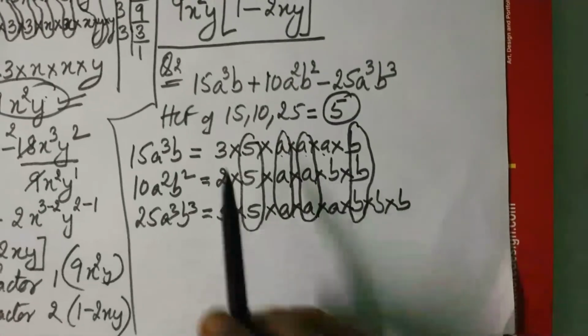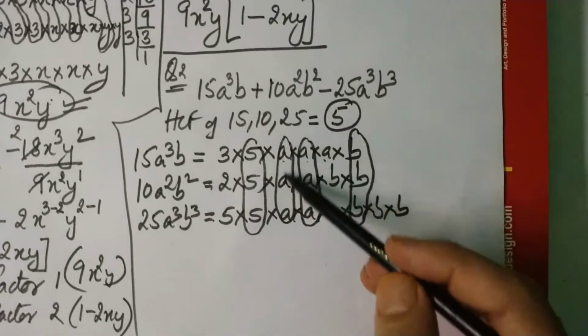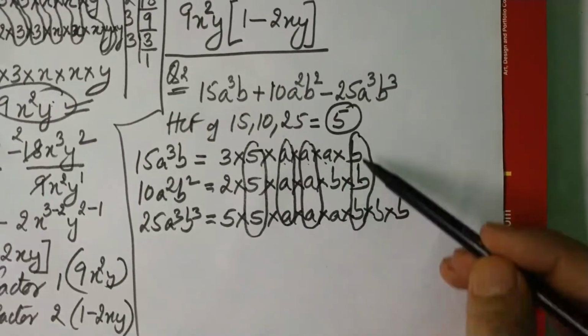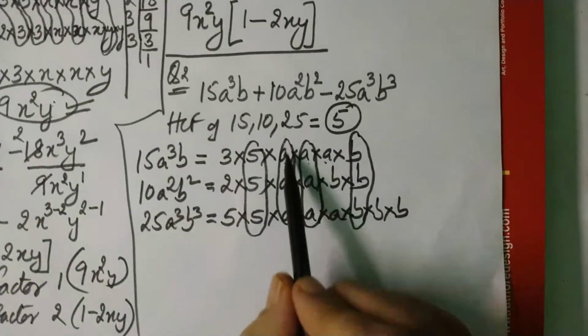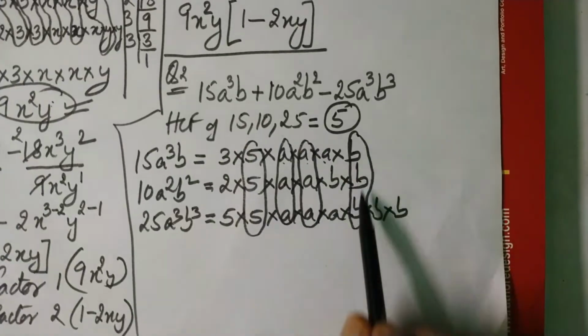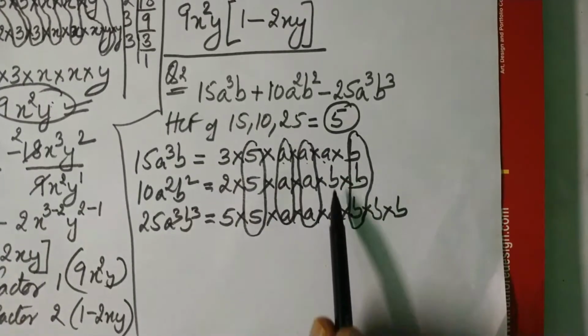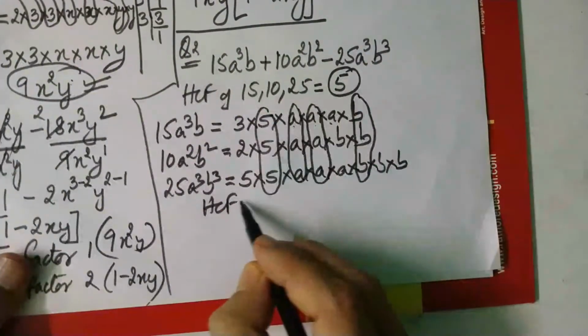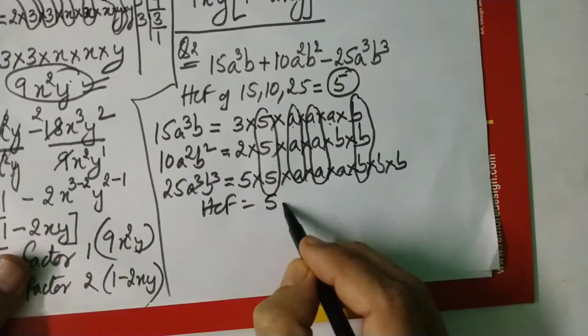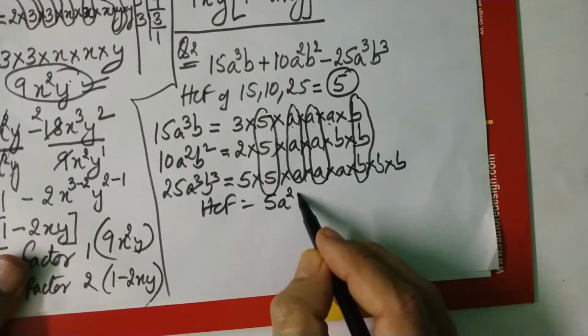Yes, so what is common now? 5 is common, A is common, A is common, and B is common. So in the three numbers, 5 is common, A is common, and B is common. This A is not common, B is not common. So the HCF becomes 5A square B.